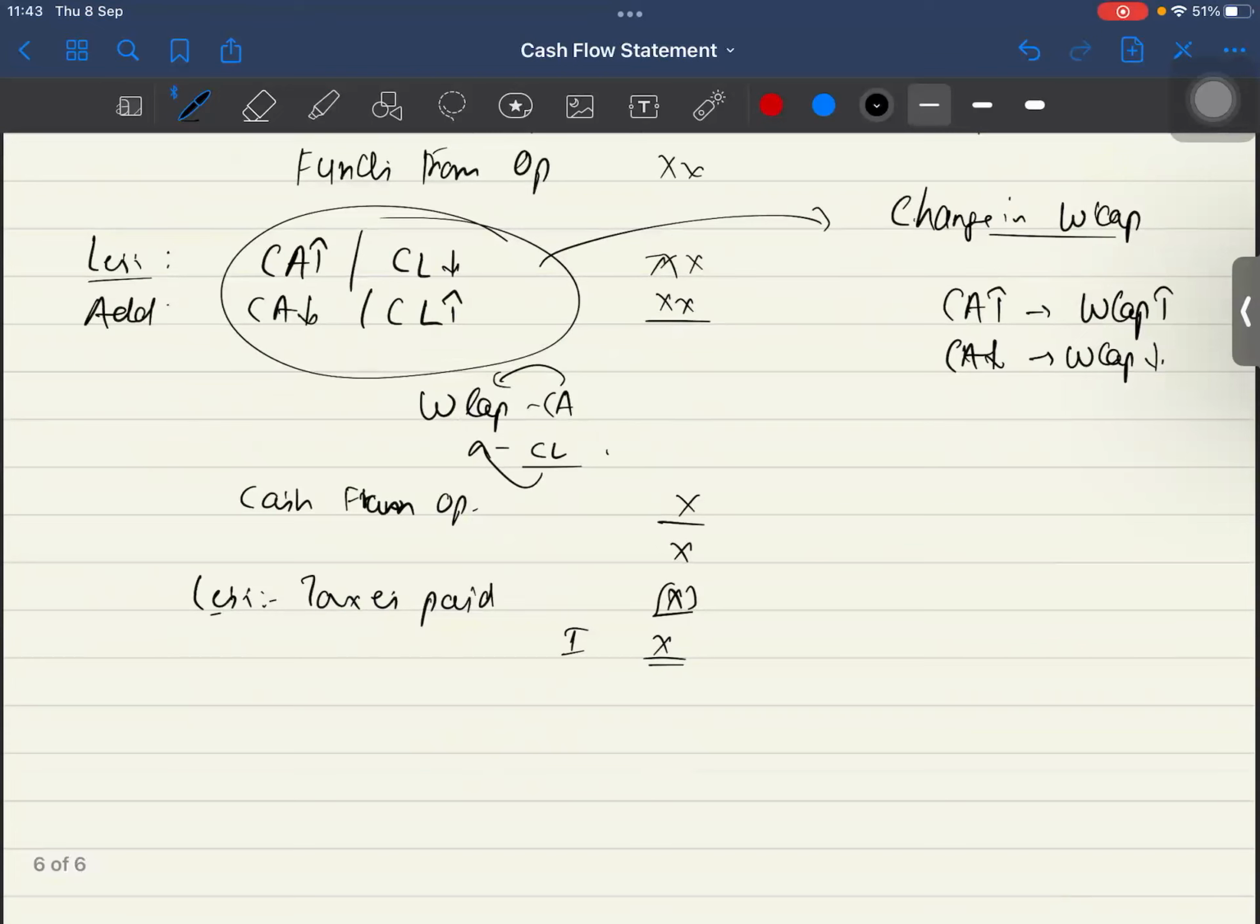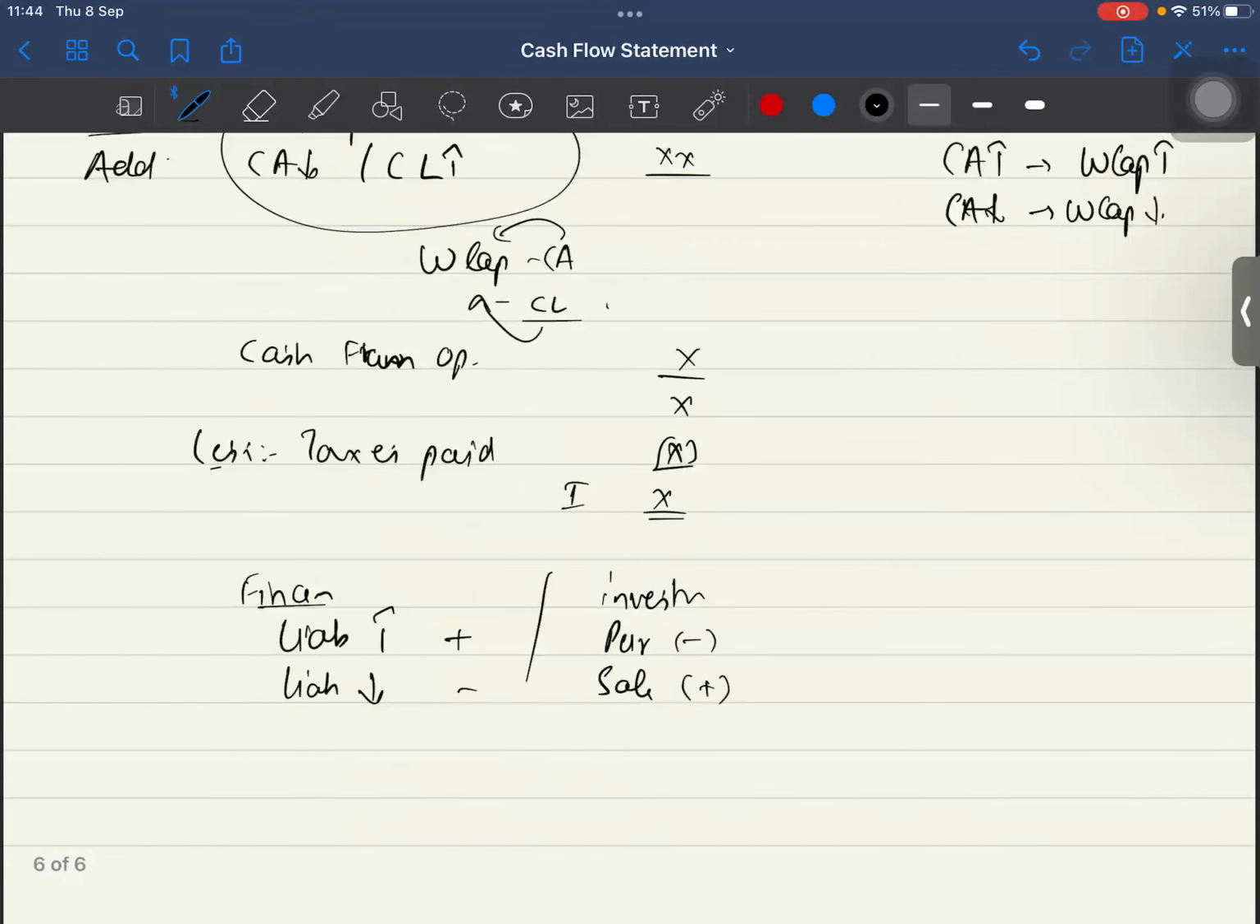The next ones are financing and investing. If the liability increases, you're going to add up. If the liability decreases, it's going to be subtracted, because here you are receiving the money and here you are making the payment. In investing, if there is a purchase, you're going to subtract it, and if there is a sale, you're going to add it, because money comes in and goes out. In the examination, just write add and less, and then take a total of all these three things.